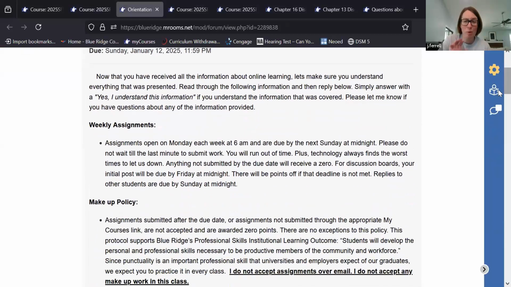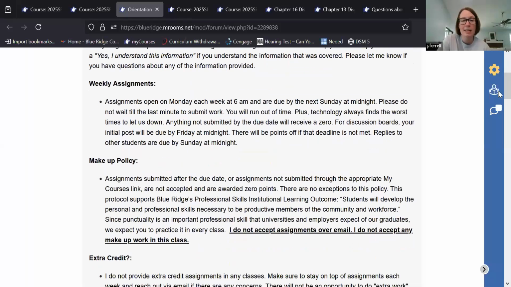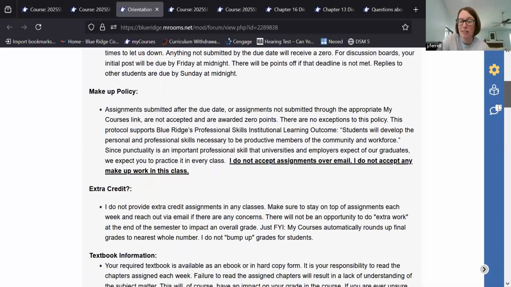It's in the syllabus. I spoon fed it to you in little chunks throughout the first week. And they're going to have to read this statement here and then say that they understand and agree to it at the end. So it includes things like, this is how our weekly assignments work, and they work the same way every week. I don't take late work. I'm not going to take it via email.